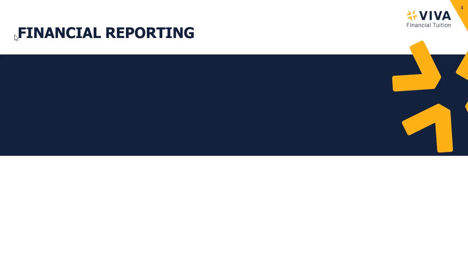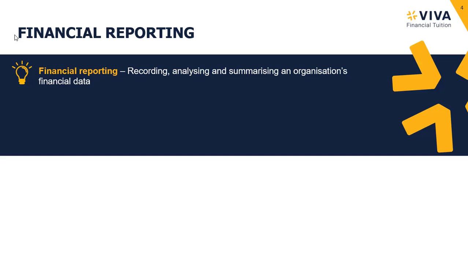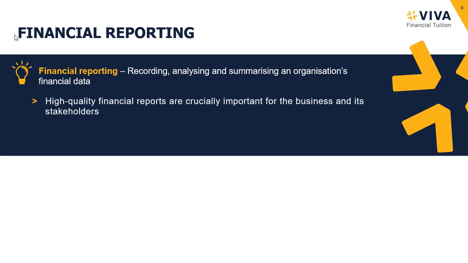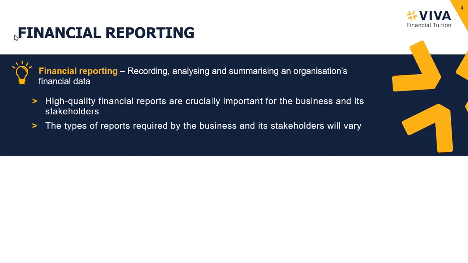Part 1, financial reporting. What actually is it? Financial reporting is three things. It's the recording, analysing, and summarising of an organisation's financial data. High quality financial reports are crucially important for the business so it can run itself, so it knows how it's doing, how it's performing, and its stakeholders, which is anyone who has a vested interest in the business, like the employees, investors, the government. Types of reports required by the business and its stakeholders will vary.